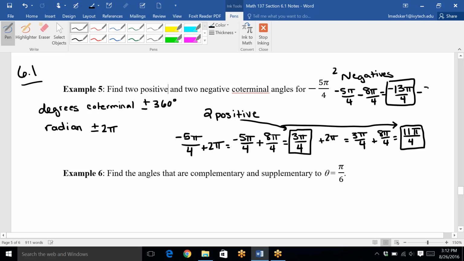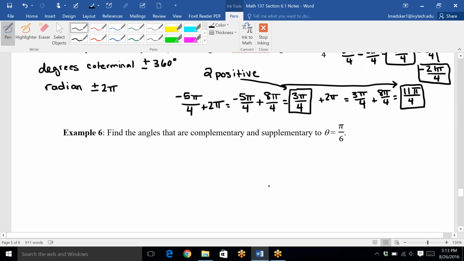And then we would subtract another 8 pi over 4 because we're subtracting 2 pi again. So that would make this negative 21 pi over 4. So there are my two positive and my two negative coterminal angles for negative 5 pi over 4. The next question, example number 6, asks us to find complementary and supplementary angles.